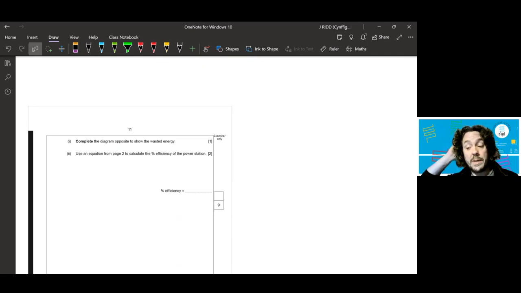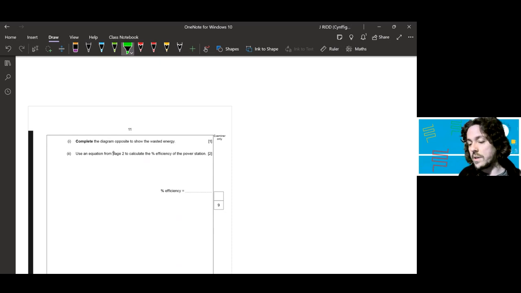Use an equation from page 2 to calculate the efficiency of the power station. This is so important. Use an equation from page 2.